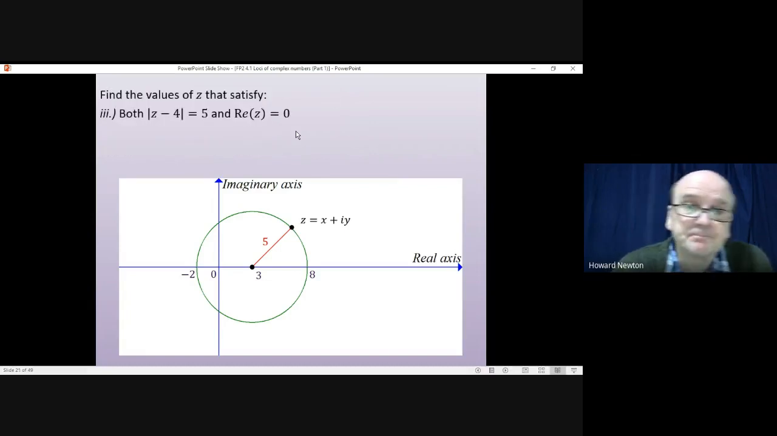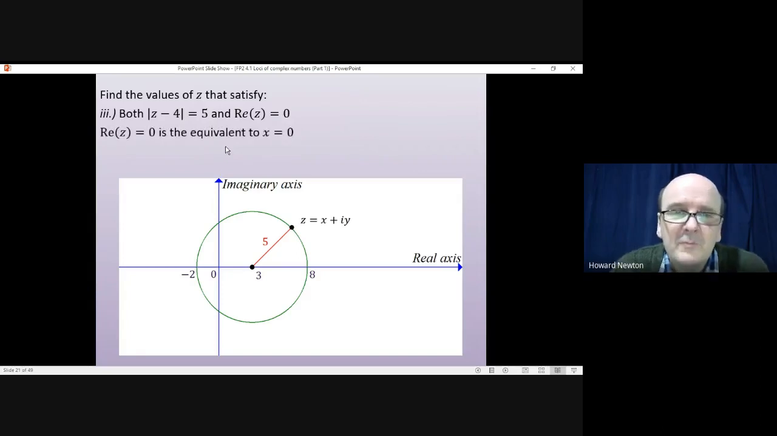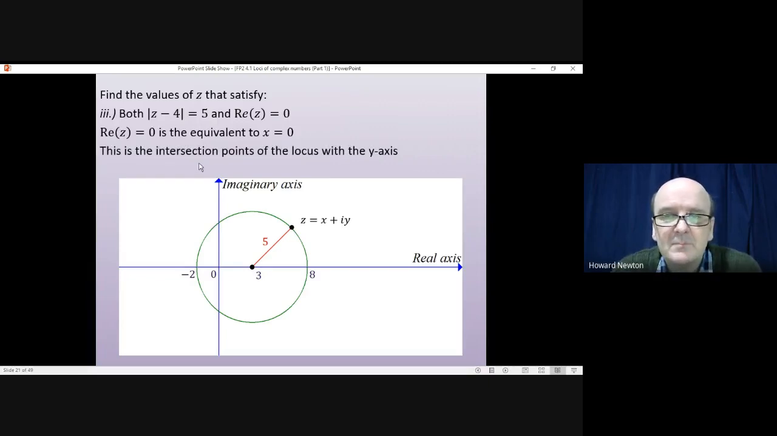Part 3 asks us something similar. It says, what happens if both the modulus of z minus 4 equals 5, but this time the real part of z equals 0? Well, if the real part of z equals 0, that is the equivalent to saying what happens if x equals 0. And if x equals 0, you'd normally get the crossing points on the y-axis. So in this instance, it's the intersection points of the locus with the y-axis, or with the imaginary axis.